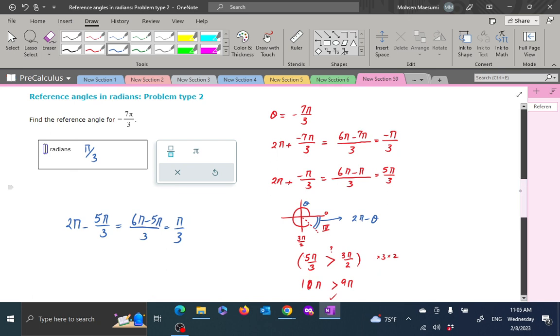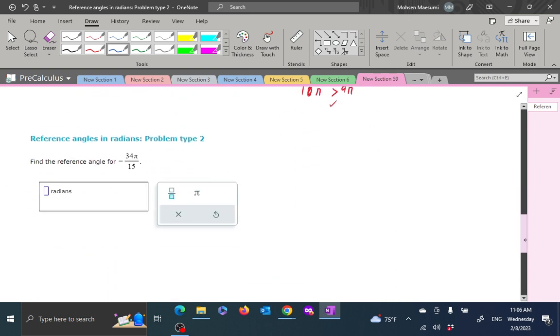Just as a matter of check, you always check to see that whatever angle you get at the very end has to be between 0 and pi over 2. It has to be positive and less than pi over 2. So then that would be one primary check for you. Let's go do another example of this.